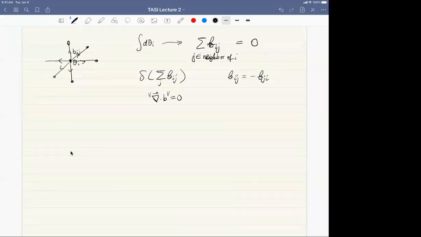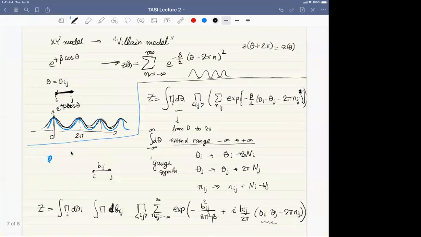I was explaining that integrating over the original theta fields gives rise to a constraint on b. Basically, the sum over b that comes out from one site is 0. It is a lattice version of the statement that b is a vector with zero divergence. That is the delta function that we get. So we can do the integral over theta.